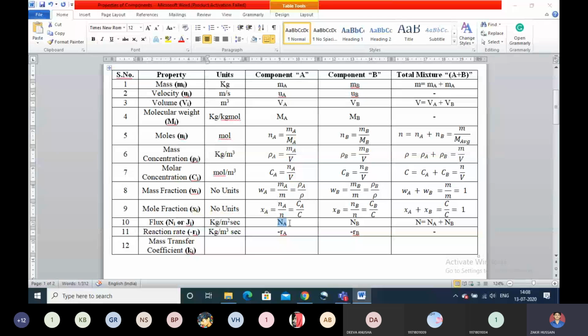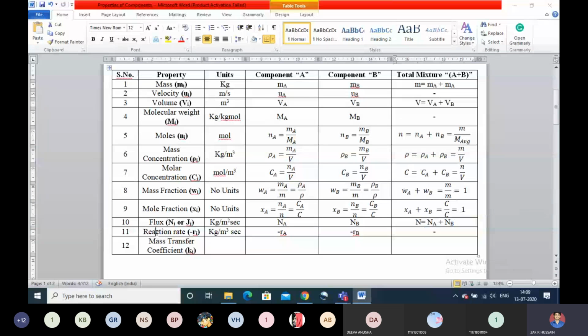Its units are kg per meter square per second. For component A it is denoted by capital N subscript capital A. Then for component B it is denoted by capital N subscript capital B. Then total flux is nothing but the sum of the individual fluxes. Na plus Nb is the total flux.